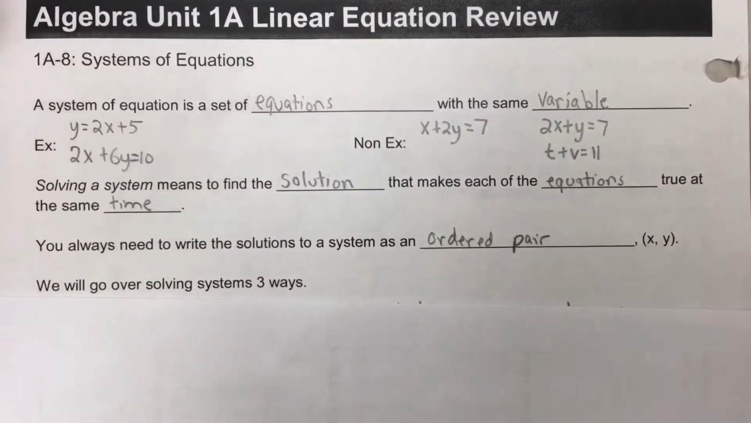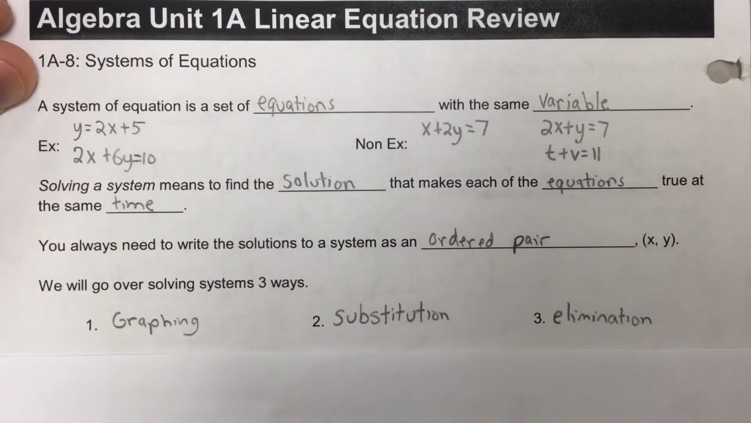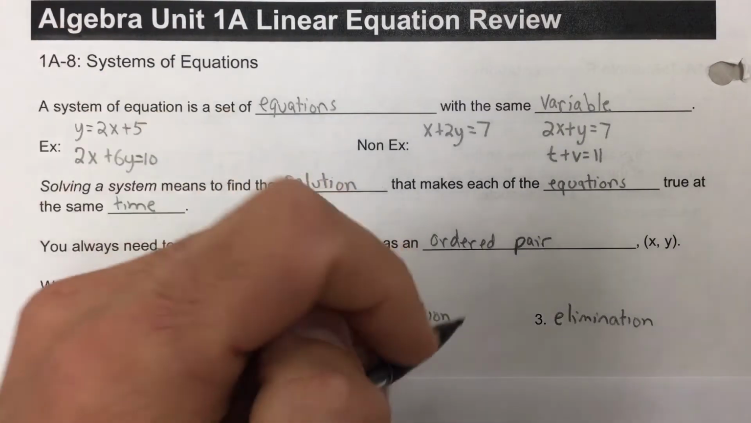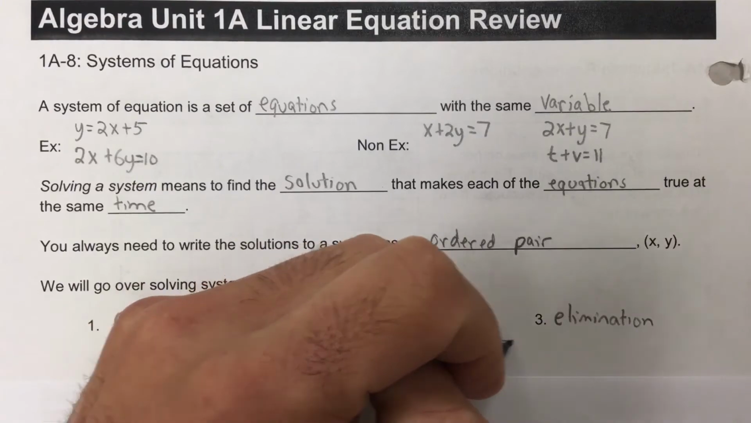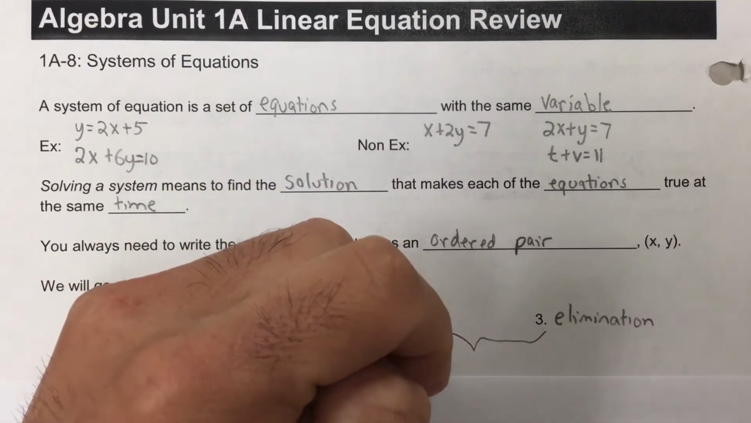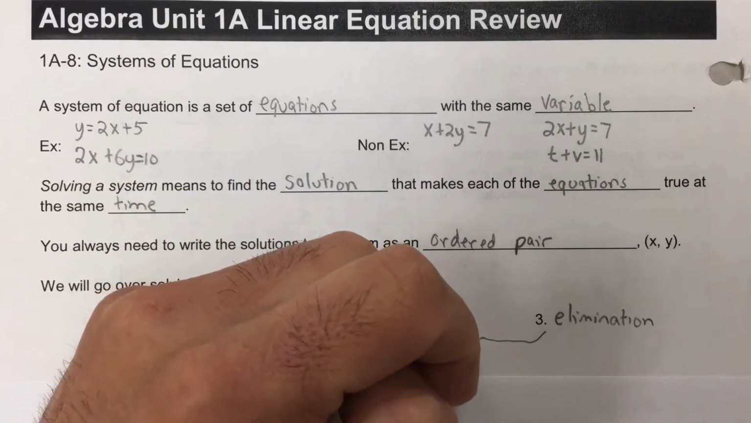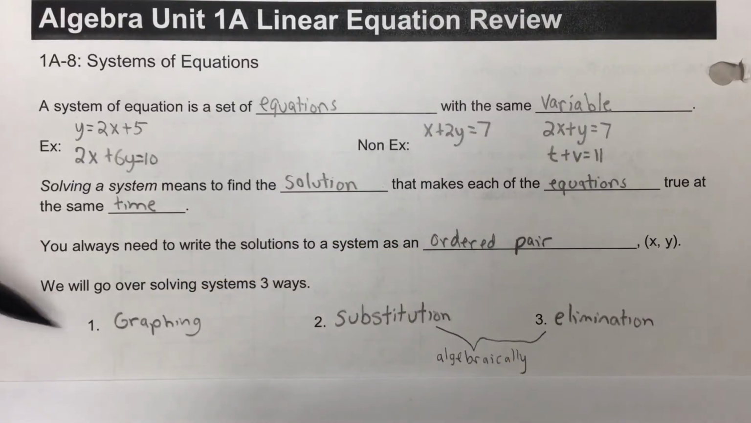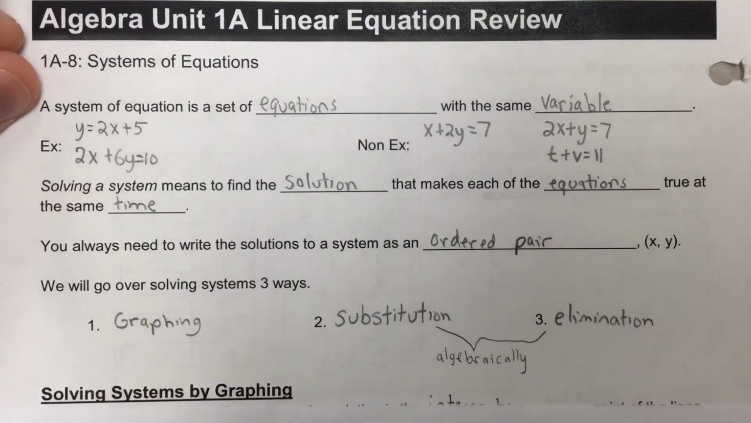We are going to go over three ways on how to solve systems: solving graphically, and then substitution and elimination. Substitution and elimination, we call this solving algebraically, meaning we're showing our work. When solving graphically, we're going to graph and look on the graph for our answer.